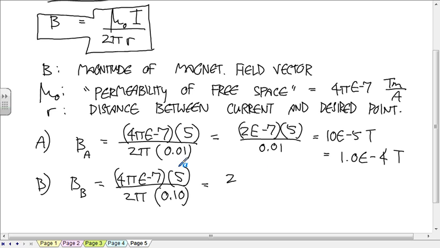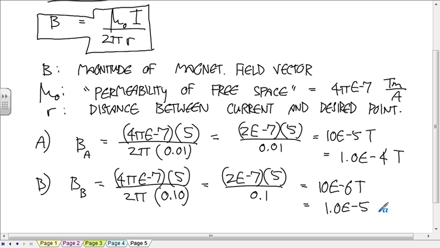So we get the same cancellations, and we get 2 times 10 to the minus 7 times 5 over 0.1. So that is, up here is 10 times 10 to the minus 7 multiplied by 10. So 10 times 10 to the minus 6 Tesla, and that is 1.0 times 10 to the minus 5th Tesla.